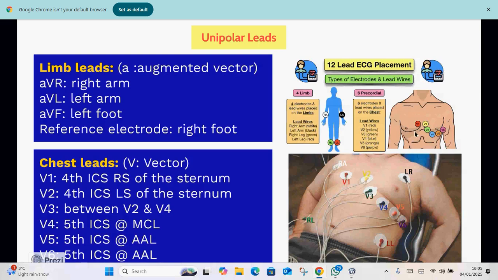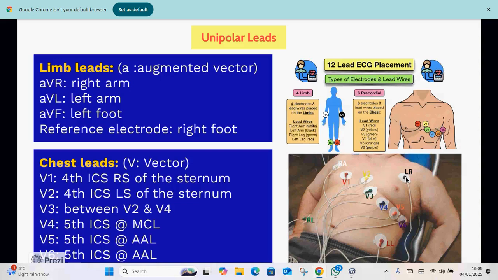So when you measure the electricity between V1 and RL, this is called V1 lead. V2 and RL, this is called V2 lead. V3 and RL, this is called V3 lead. V6 and RL, this is called V6 lead. And from V1 to V6, these are called chest leads.